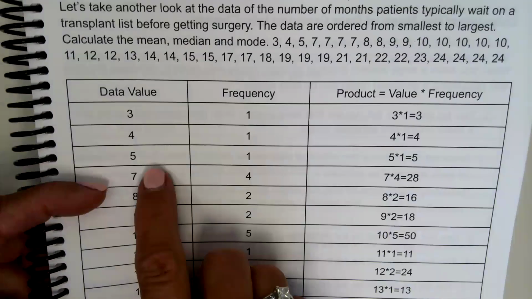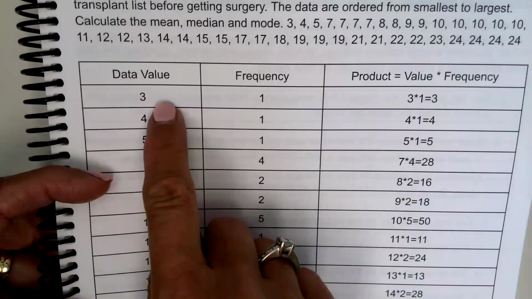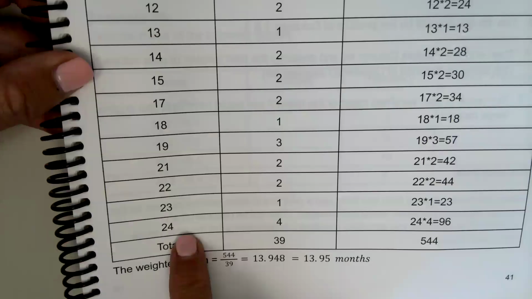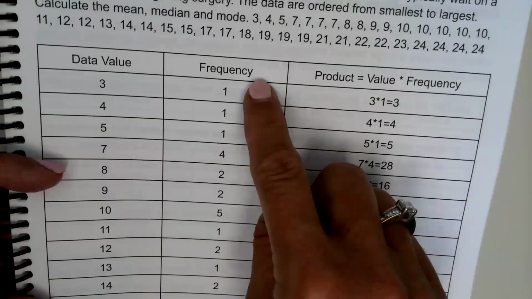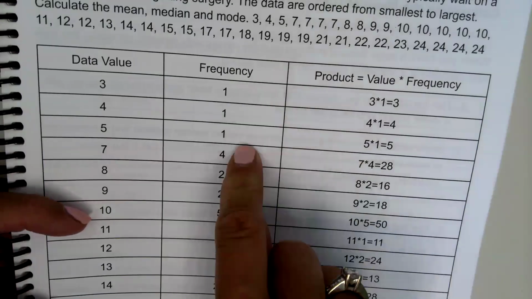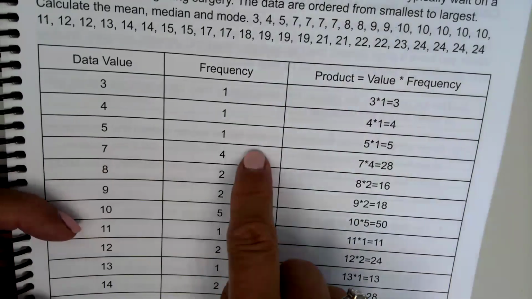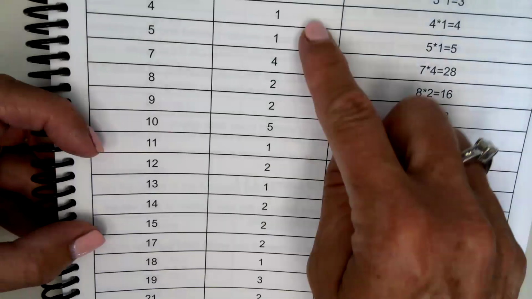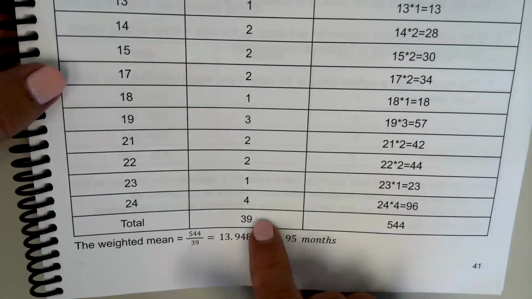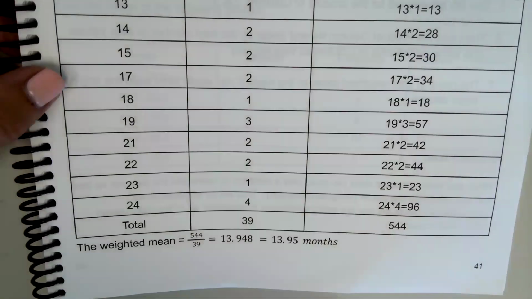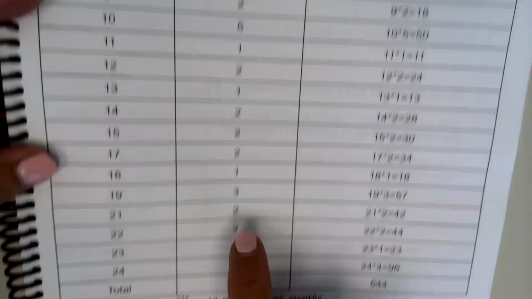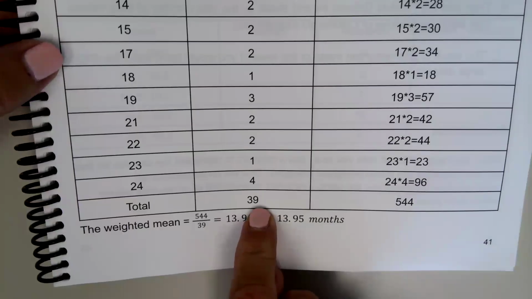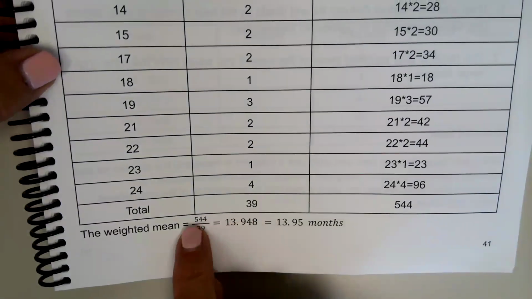And so what I did was I made a table with each possible data value, and in the frequency column, I put the number of times that each of those data values occurred. So 7 occurred 4 times, 10 occurred 5 times. This is a quick way to find your mode, by the way. I tallied up my frequency and validated that I did have 39 data points here.